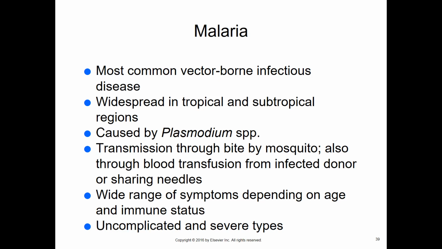So these patients will most likely get this in a tropical or subtropical region unless they get the blood transfusion. Or they could get it from someone if they were sharing needles, okay? There is a wide range of symptoms depending on the age and the immune status. And we have uncomplicated and severe types of malaria.